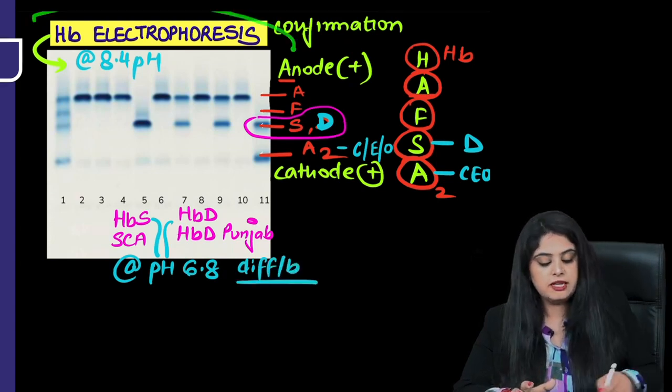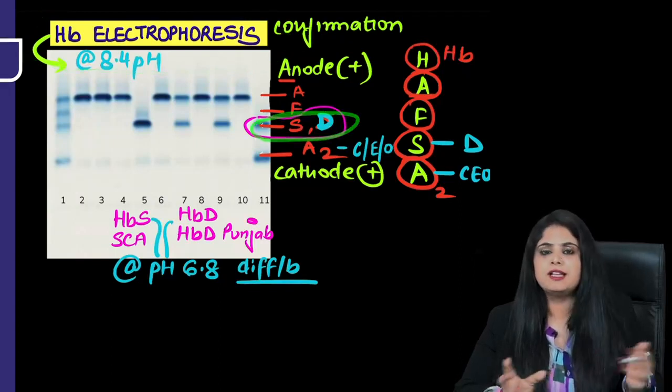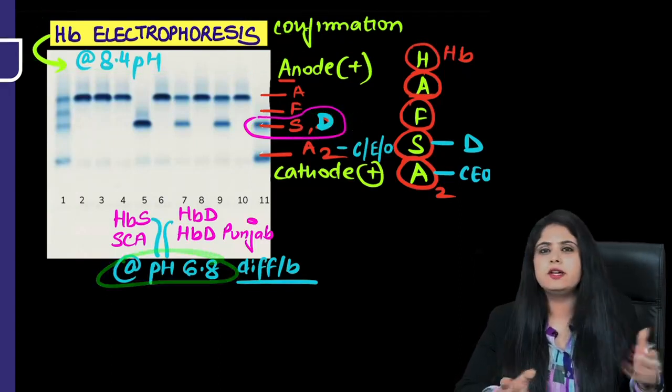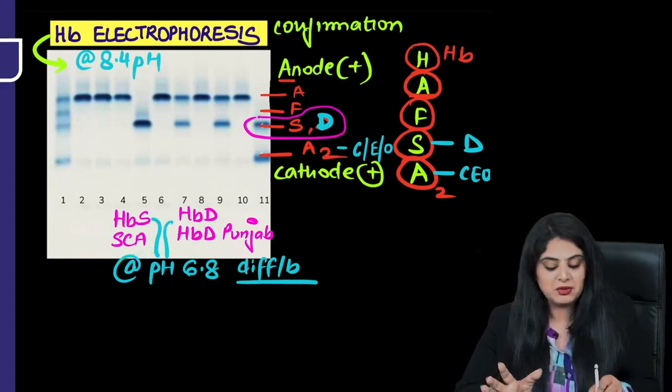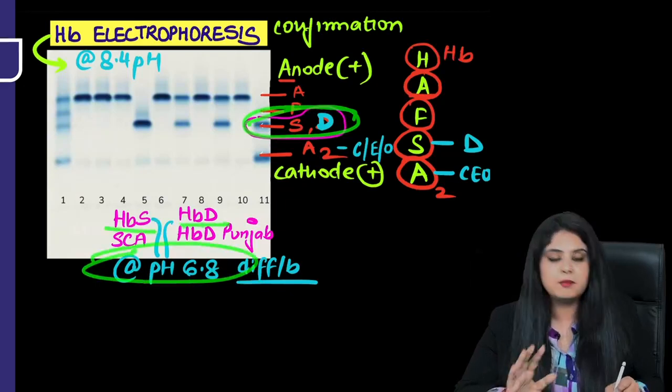Please note, the normal electrophoresis is done at an alkaline pH. That is why S and D are coming together. If you make it acidic, every couple is going to separate out. So if you make it acidic, that is pH 6.8, the SD couple is going to split out.